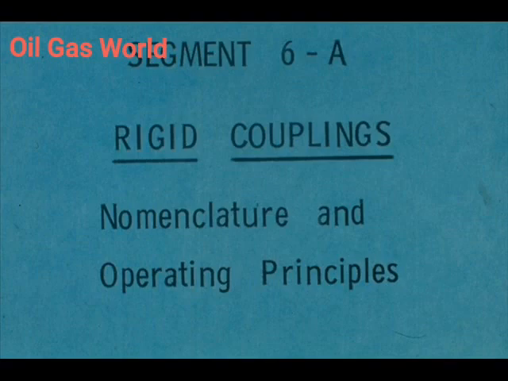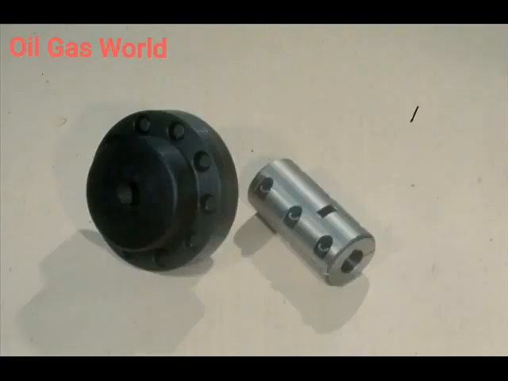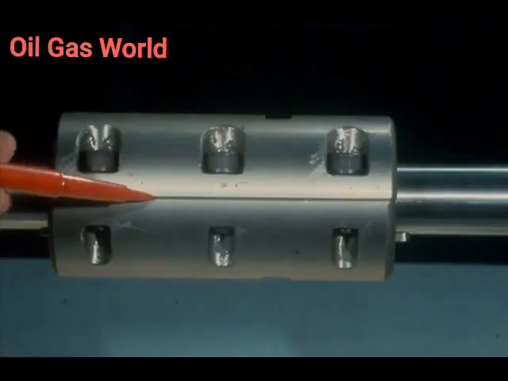This segment of our course deals with rigid couplings. We'll explain how each of the couplings works and show you each of the parts and familiarize you with the nomenclature. As we mentioned in the last segment, we will deal only with 2 basic types of rigid couplings, the sleeve and the flange. First, let's look at the split sleeve.